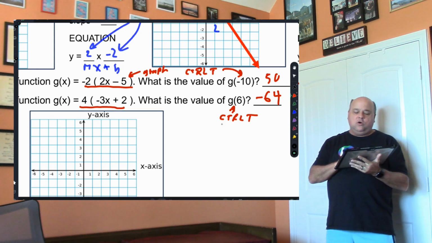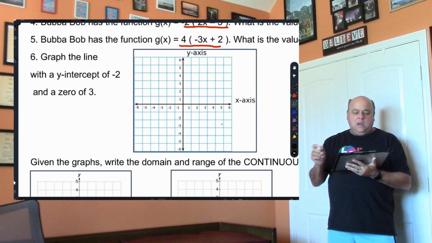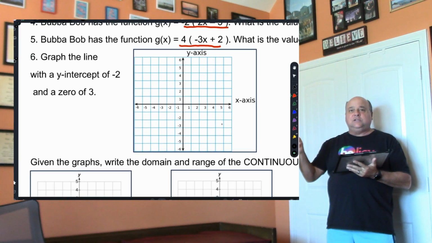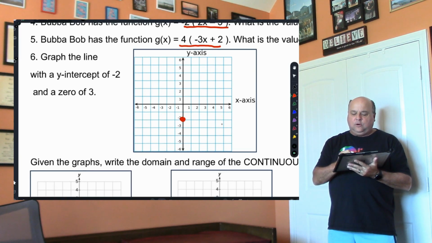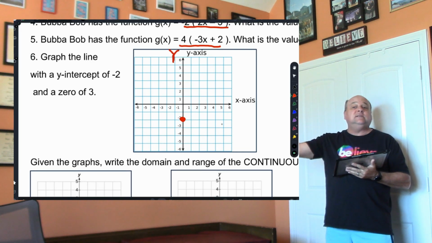Piece of cake. Okay, let's go to this one, number 6. Graph the line with a y-intercept of -2, which would be right here on the y-axis. Remember, the tail of a y goes up and down. The y-axis is up and down. The x-axis is your number line.